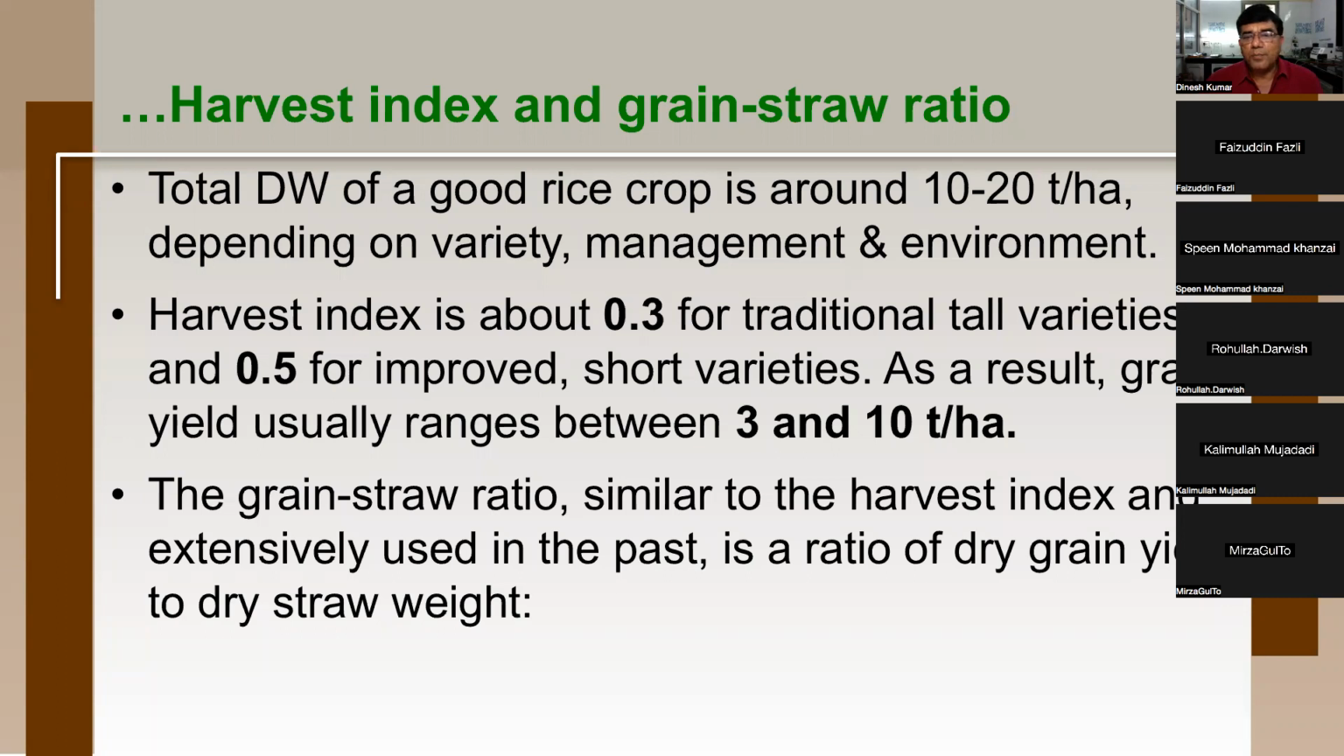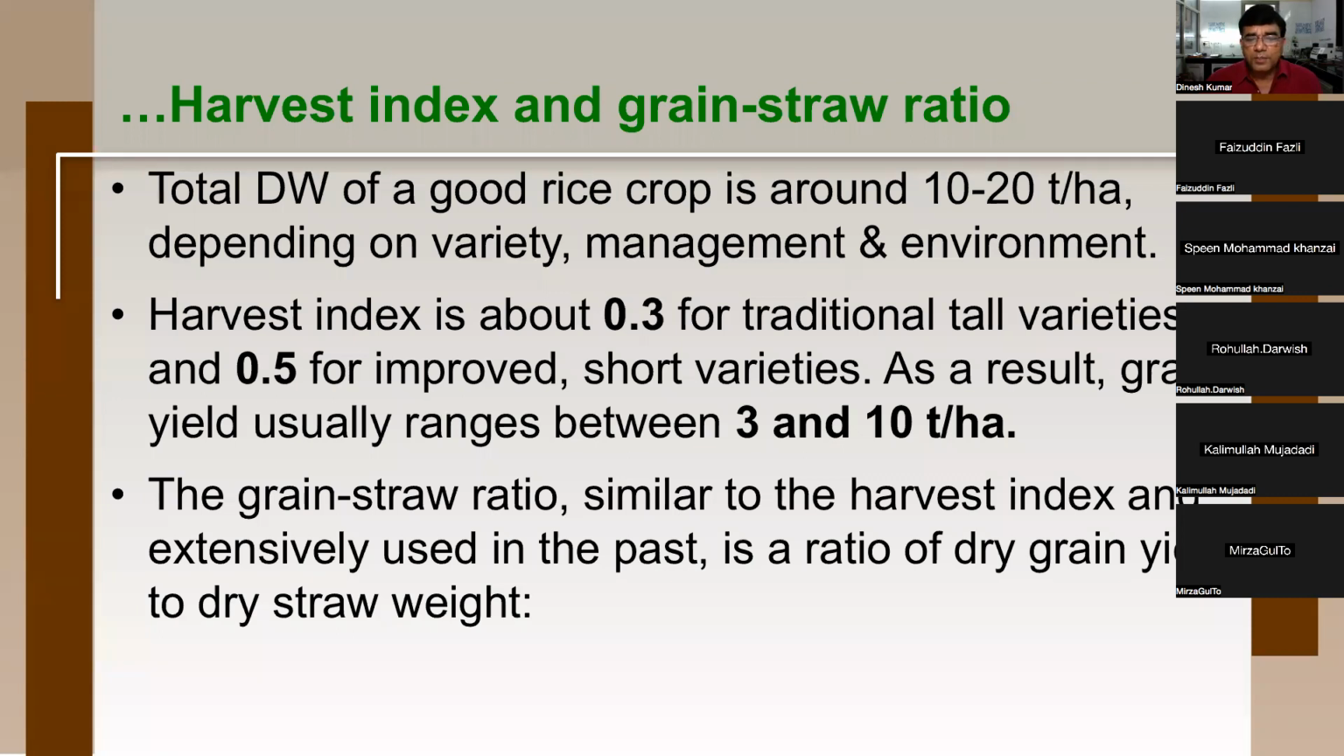So harvest index is about 0.3 for traditional tall varieties. Your tall varieties or low yielding varieties have about 0.3, meaning 30%. You multiply it by 100, you will get 30% harvest index. So the variety of rice or any crop which has low yield, its harvest index is also low. But some rice varieties, high yielding varieties, can have 0.5, which means 50% harvest index. So normally you see rice yield varies from 3 to 10 tons per hectare. This is the range. So higher harvest index means higher yield.